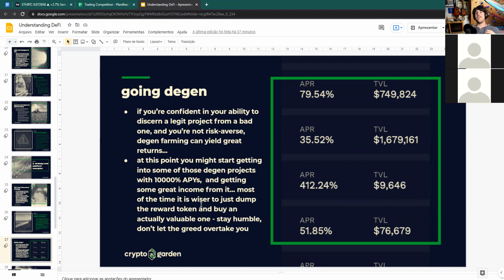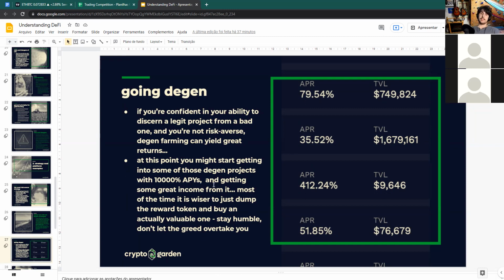Now, this is if you're confident in your ability to just pick a legit project that is not a Rockpool or something like that, and you're not risk averse, so you're willing maybe to get Rockpooled. Sometimes you're just playing with kind of gambling money at this point, right? So at this point, you might start getting into some of those 10,000% APYs.